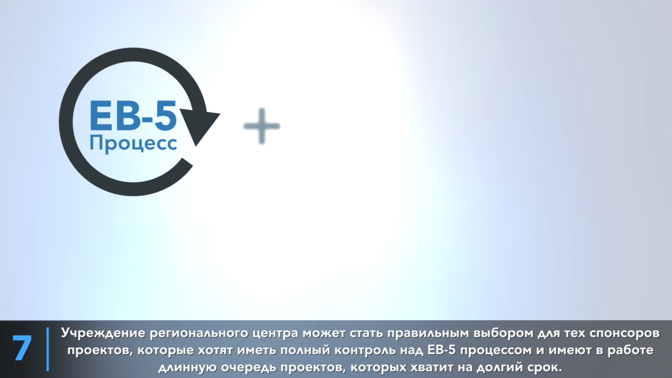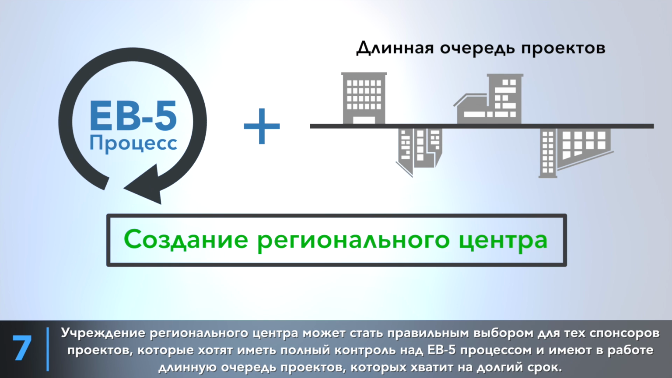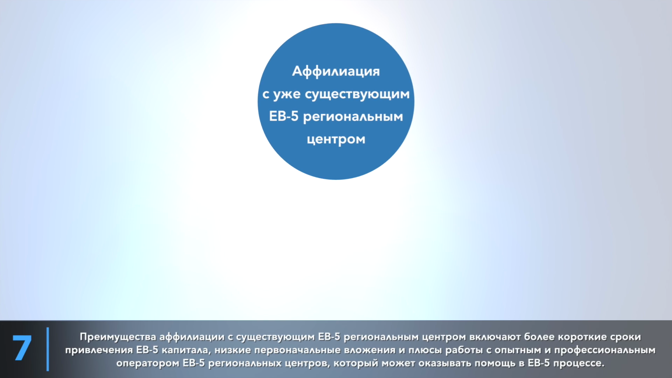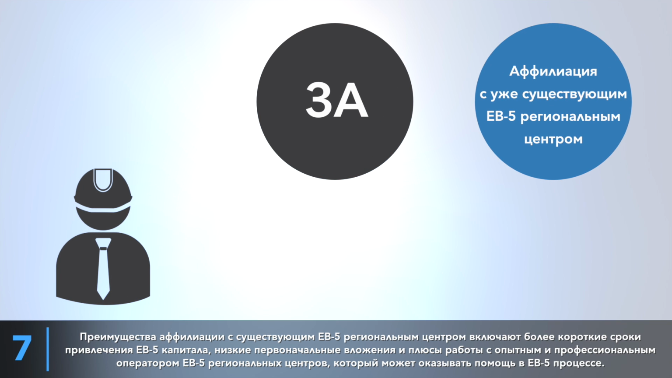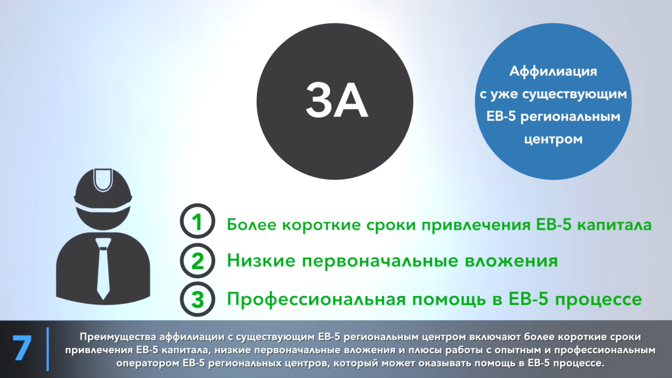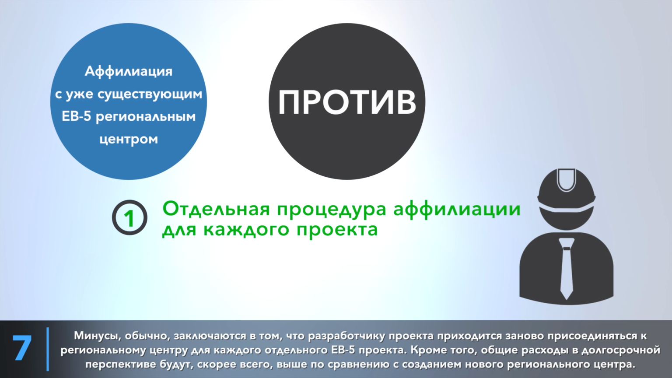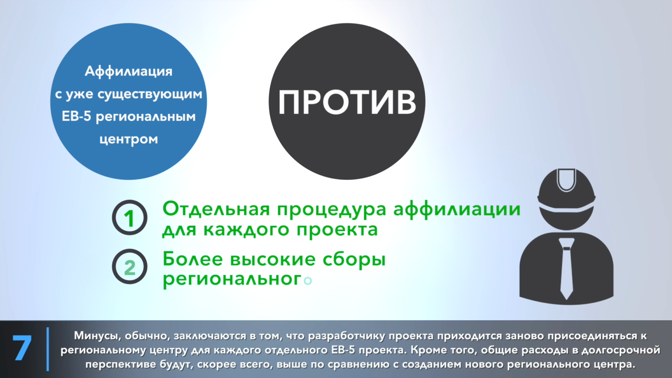For project sponsors that want complete control of the EB-5 process and have a long-term pipeline of projects, starting a regional center could be a good choice. The benefits of affiliating with an existing EB-5 regional center include an expedited EB-5 fundraising timeline, lower upfront costs, and the benefit of working with an experienced and professional EB-5 regional center operator who can provide guidance through the EB-5 process. The cons are that, normally, the project developer must affiliate with a regional center separately for each EB-5 project it pursues. Also, the total costs are likely to be higher in the long term compared to setting up a new regional center.